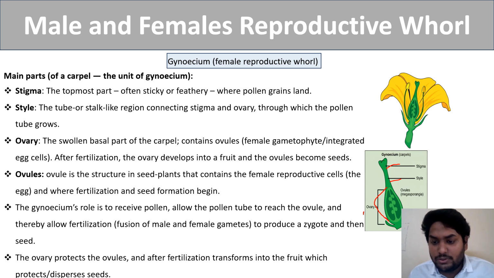So what are the ovules? Ovules are the structures in a seed plant that contain the female reproductive cell, and where the fertilization and seed formation begin.